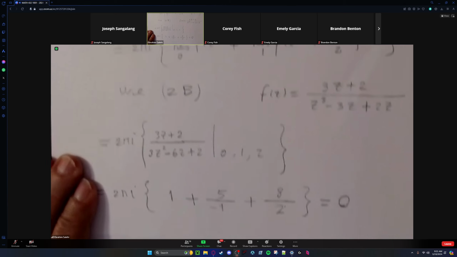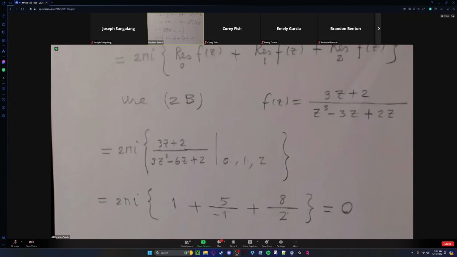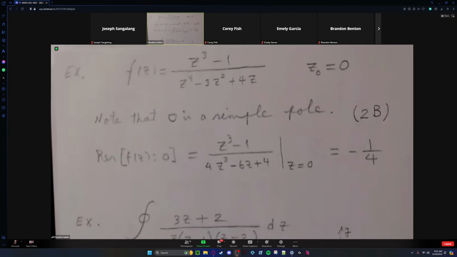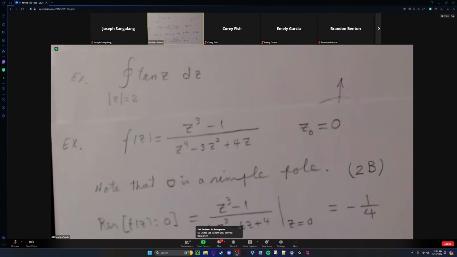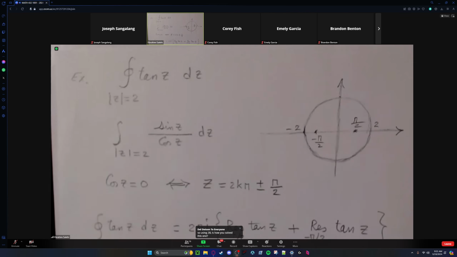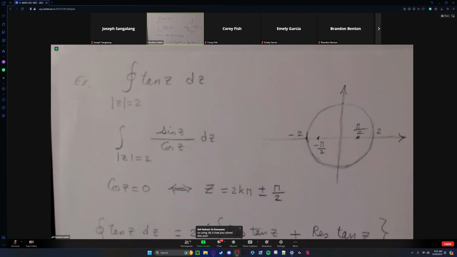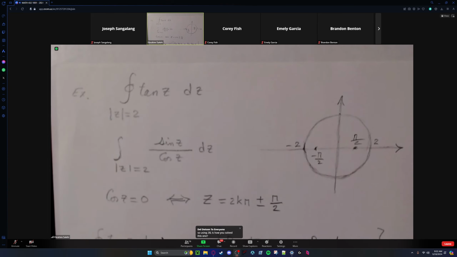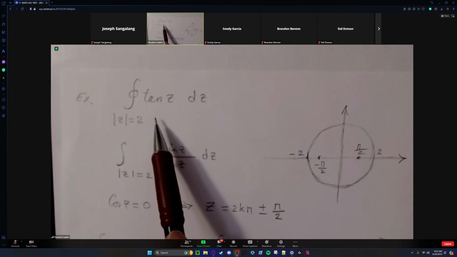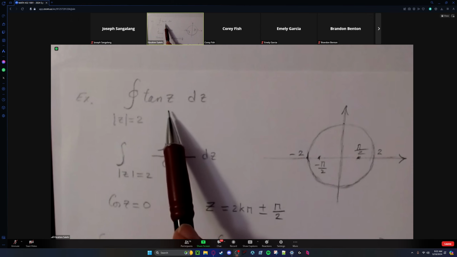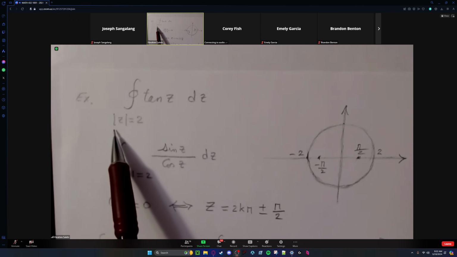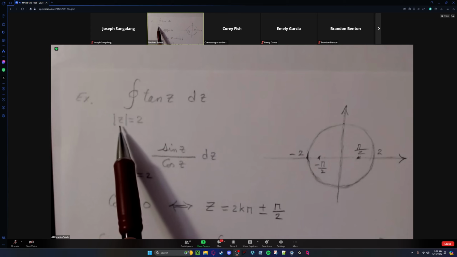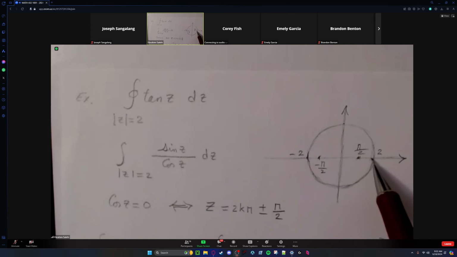Let's see if I have another example for you, because it's such an important topic. Okay, let's do this one. I want to integrate tangent z over this circle centered at 0, radius 2.